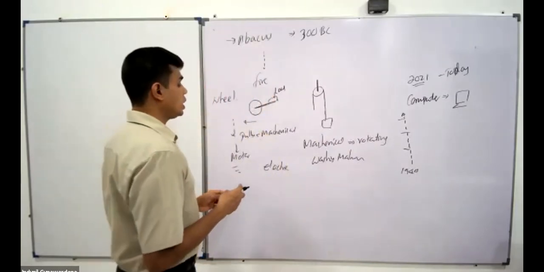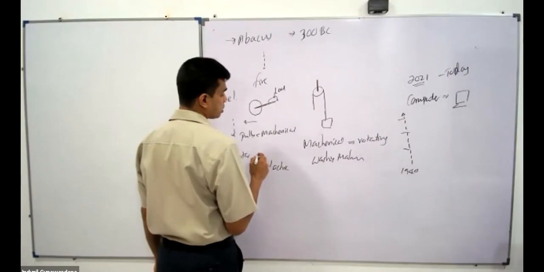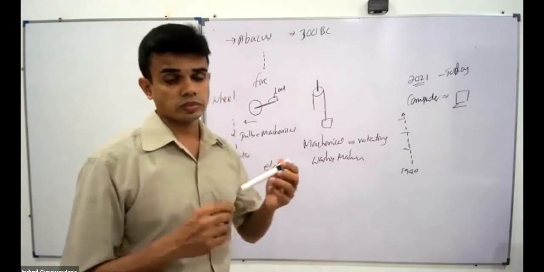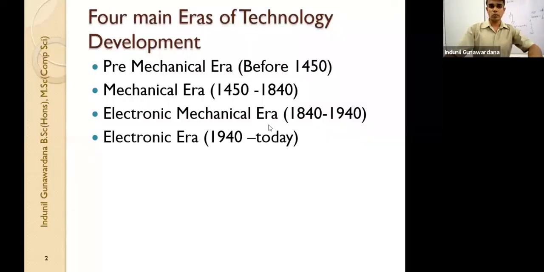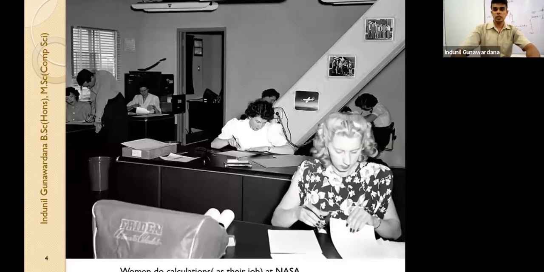Earlier to that, we had the electronic mechanical era, which combines mechanics plus electronics. Then the mechanical era means it's completely mechanical, so no electronics is there. It's around the 1450s as well as around the 1840s. Now I will see what the pre-mechanical era is and what machines there were.